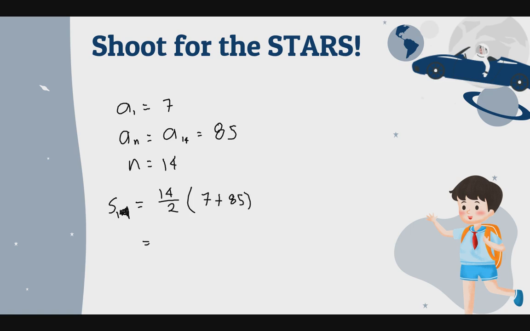So let's divide the first 14 by 2. We will have 7, and 7 plus 85 is 92. And we all know that when we multiply 7 by 92, the sum of the first 14 terms of the sequence that we have is 644. So it matches our answer.